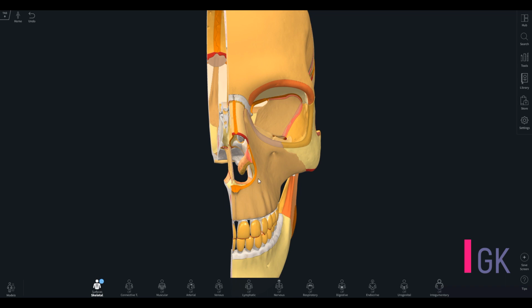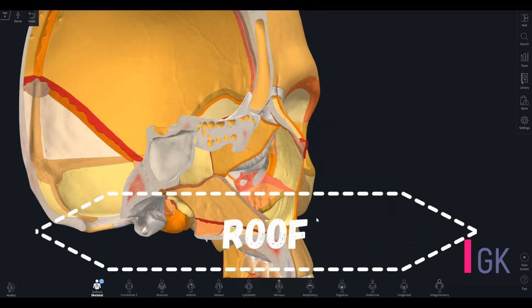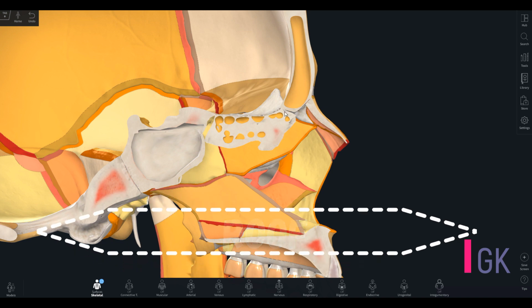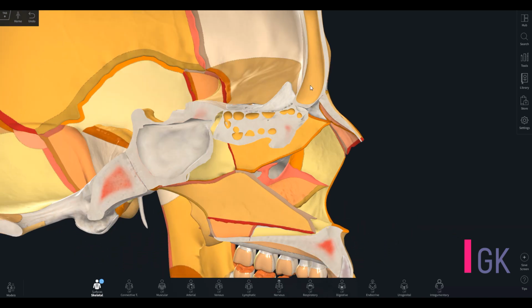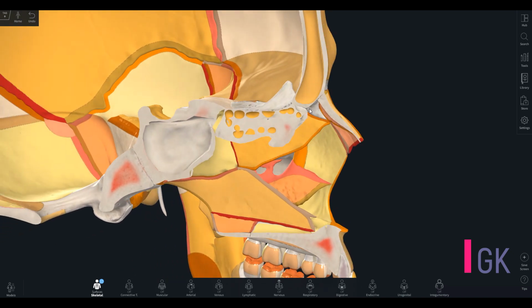Walls of the nasal cavity. The nasal cavity has a roof, floor, an inner and an outer wall. The upper wall, or roof of the nasal cavity, is formed by the ethmoidal bone, frontal bone, extending from the cribriform plate of the ethmoid bone, the front of the body of the sphenoidal bone, and a small portion of the nasal bones.